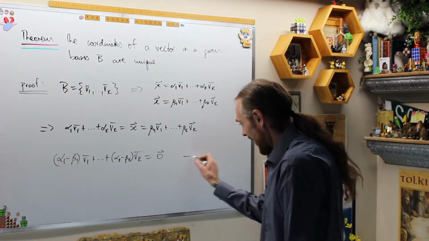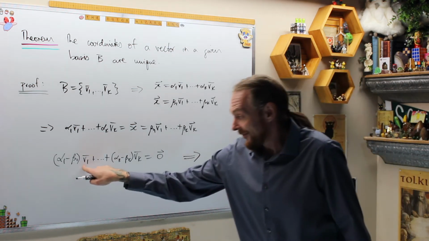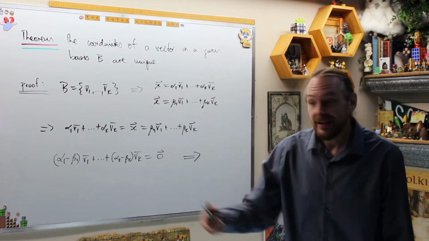But what do I know, and where can I go with this? Do you see why I'm so excited about this? v1 to vk are linearly independent.